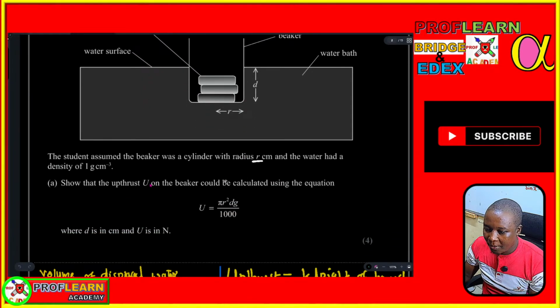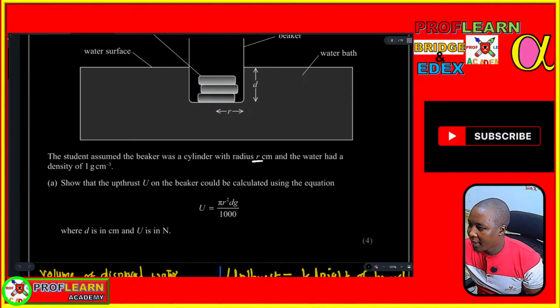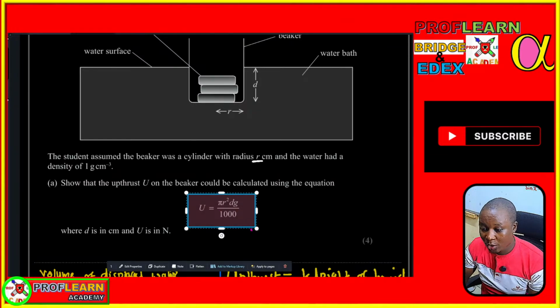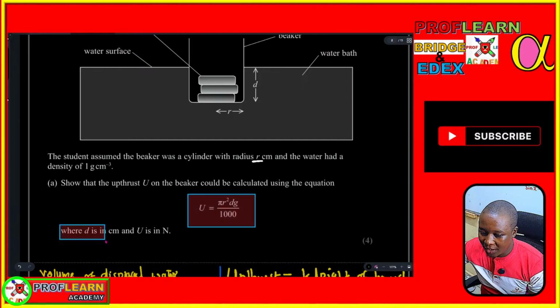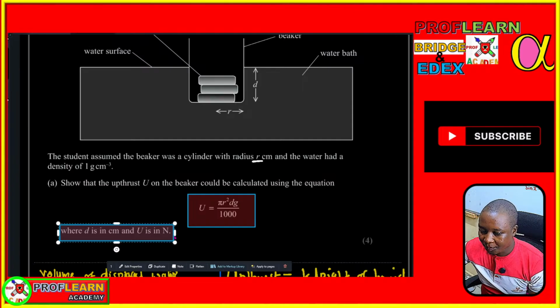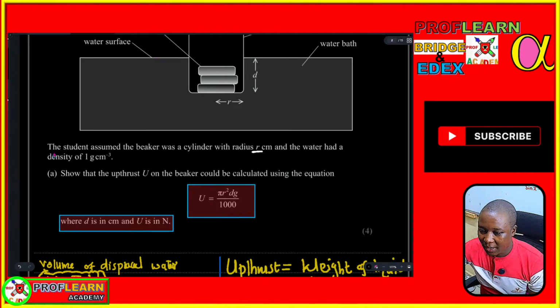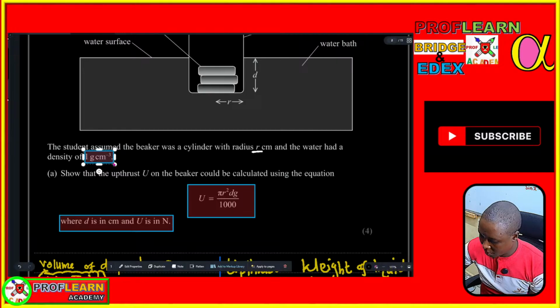Show that upthrust could be calculated using this particular equation. So in this case, the examiner is trying to check whether this student understands how to derive equations, and we are told that D is in centimeters. So if D is in centimeters, then it has to be converted to the right units, and in this case, we are told that the density is 1 gram per centimeter cubic, so we can proceed from there.